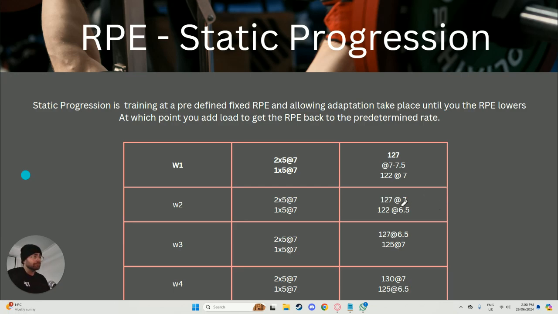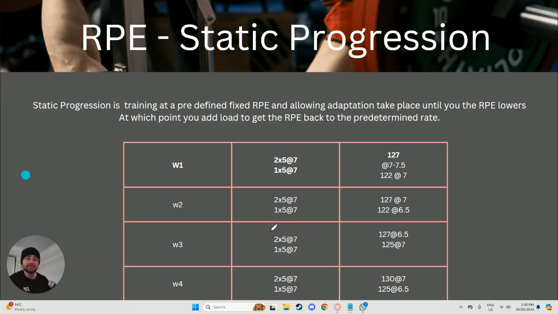Athlete comes back in week 2. Squats 127 again. This time it's a 7 RPE. First week it was 7 to a 7.5. Now it's a 7, so it's a little bit easier. Their back downs at 122. Last week it was a 7. Now it's a 6.5. They've adapted. They've gotten a little bit stronger. So coming in on week 3, again, static.